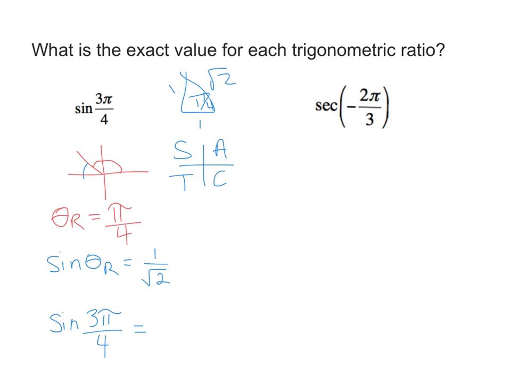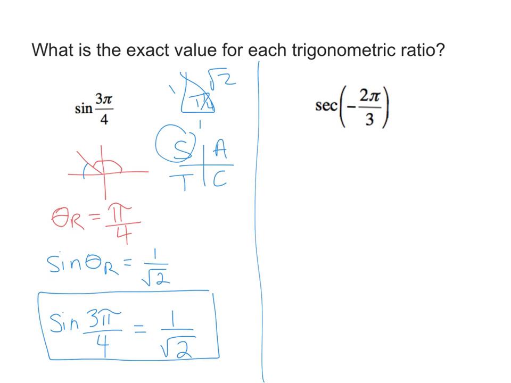If we think about that CAST rule, it's here. S means sine is positive, so this is positive, 1 over root 2. So the sine of 3 pi over 4 is actually the same as the sine of pi over 4. But it won't always be the same as the reference angle. It could be the negative of that.